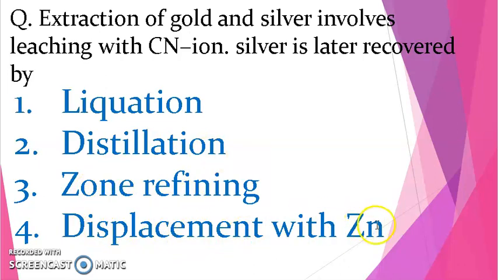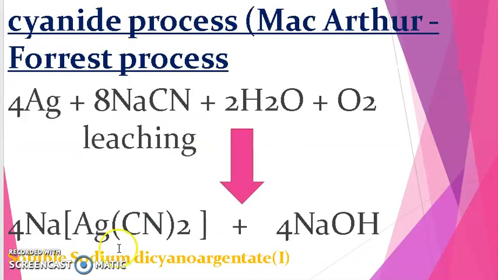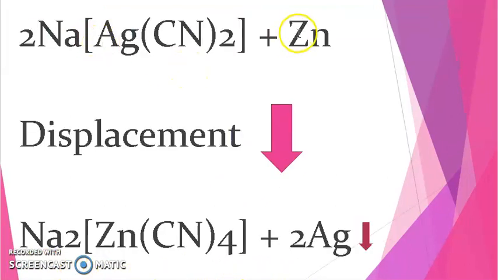What about displacement with zinc? If you see this question, later silver is recovered. That means a reducing agent has been used, or a displacement reaction will be correct, so that you get silver as the main product. So let's check with zinc, the fourth option, displacement with zinc. The final product we got here is soluble sodium dicyanoargentate, and I have taken it here with zinc, which is the cheapest reducing agent.